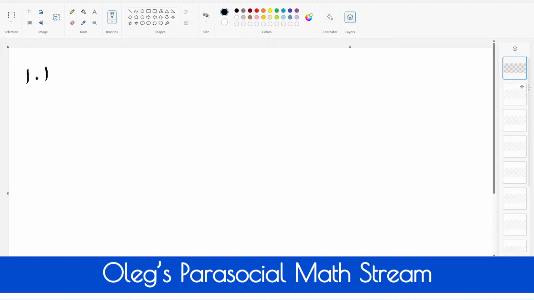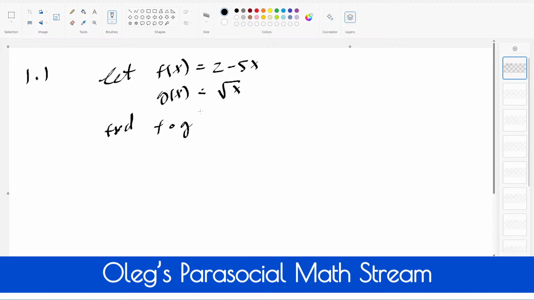Let's do our example. And this is example 1.5, and we're going to say, let f of x be equal to 2 minus 5x. So that's our function. And g of x, we're going to let that be root x. Okay? We're going to say find f of g. And I'm guessing they want the domain and range. They're not specifying that, but we're going to get the domain and range while we're at it.